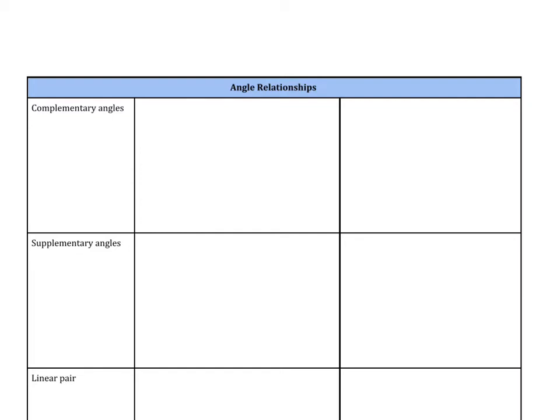Hi everyone. So here is part 2 of your notes, and we are going to focus on angle relationships. The first angle relationship we're going to talk about is complementary angles. Complementary angles are two angles that add up to 90 degrees.